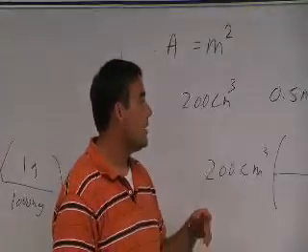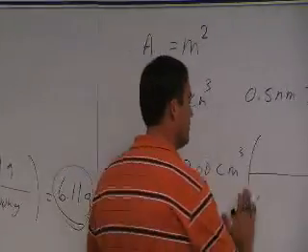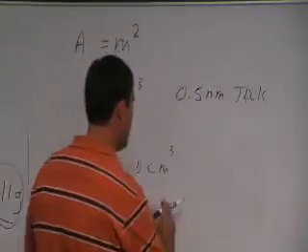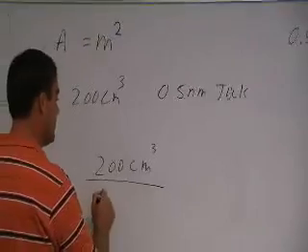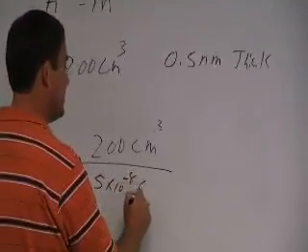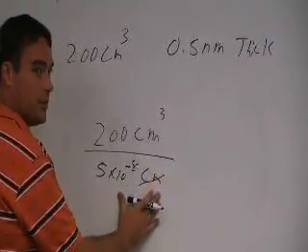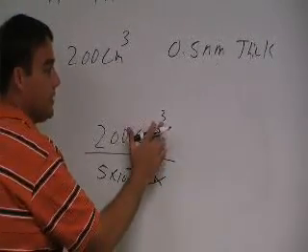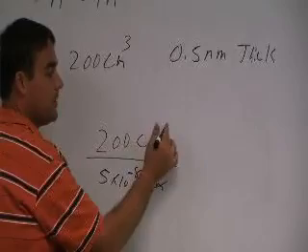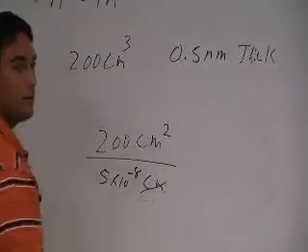So anyway, okay, so what's the area there? Well, what if we just divide this? What if we just say, boom, let's divide that by 5 times 10 to the minus 8 centimeters. Well, what's going to happen? That centimeter is going to completely go, right? And this will change from a centimeter cubed to a centimeter what? Squared.